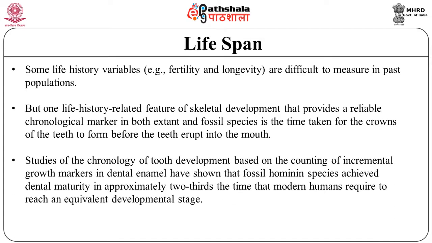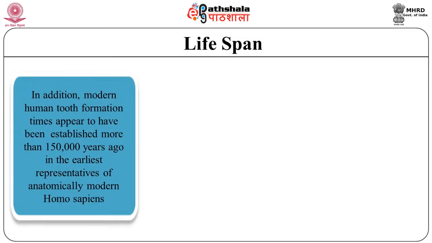Studies of the chronology of tooth development, based on counting of increment growth markers in dental enamel, have shown that fossil hominin species achieved dental maturity in approximately two-thirds the time that modern humans require to reach an equivalent development stage. In addition, modern human tooth formation times appear to have been established more than 150,000 years ago in the earliest representatives of anatomically modern Homo sapiens.